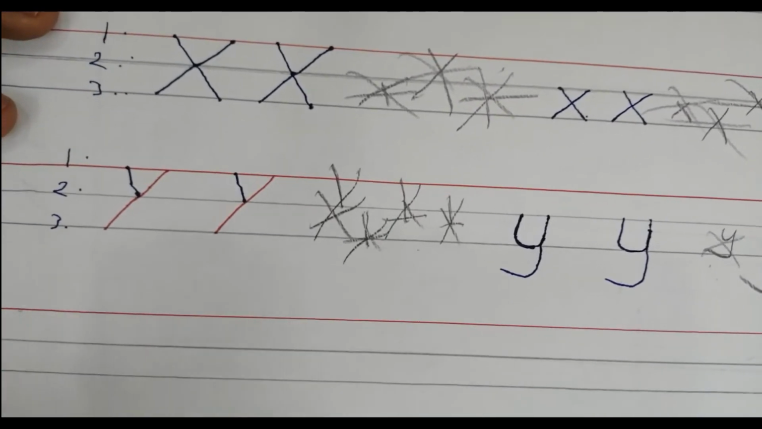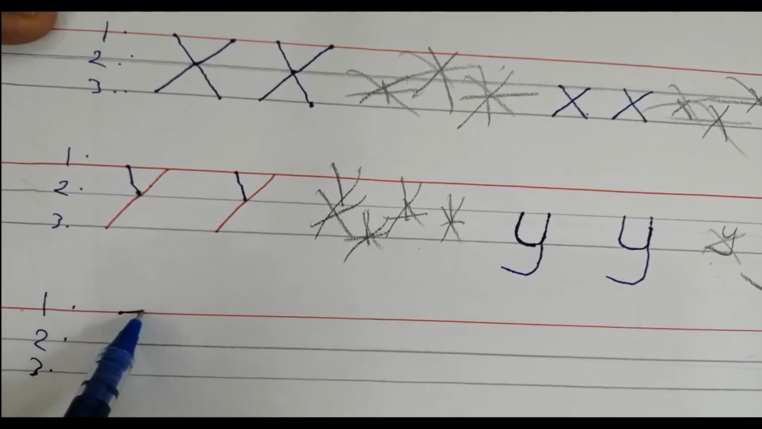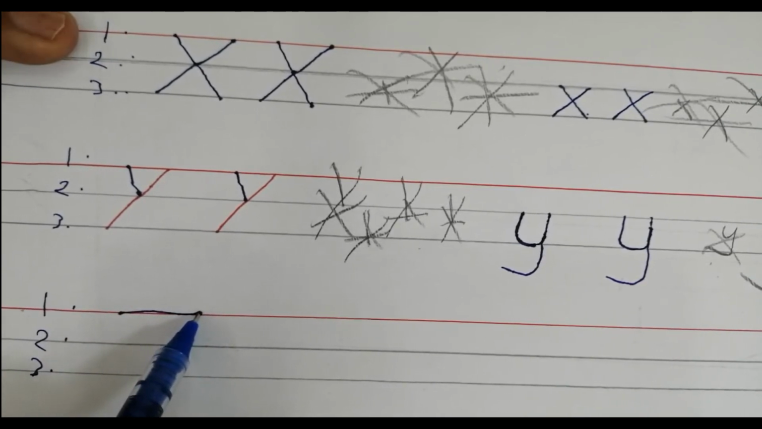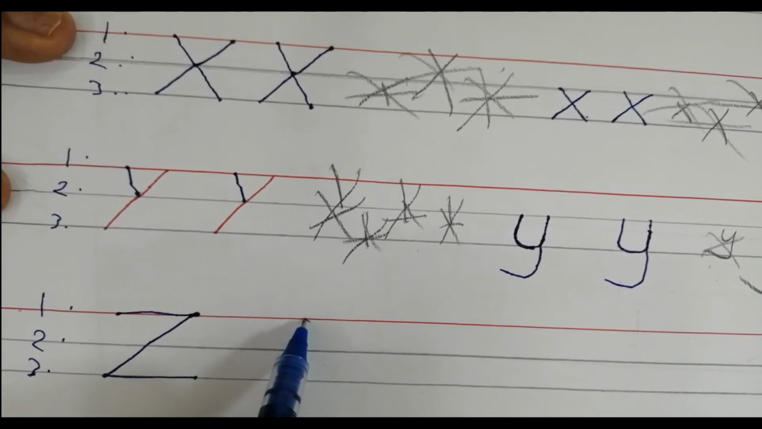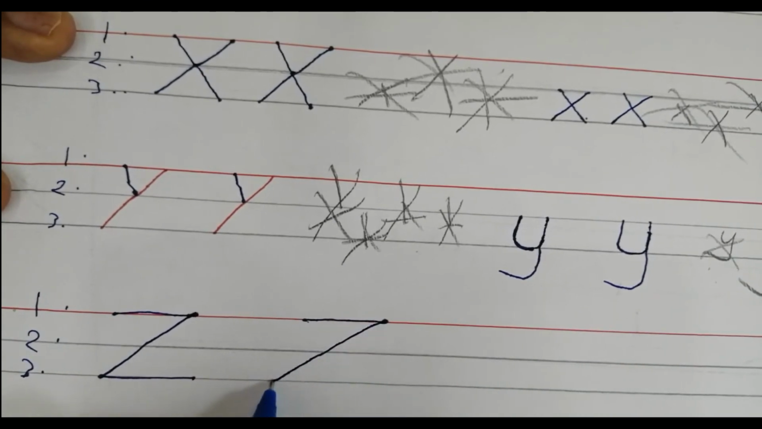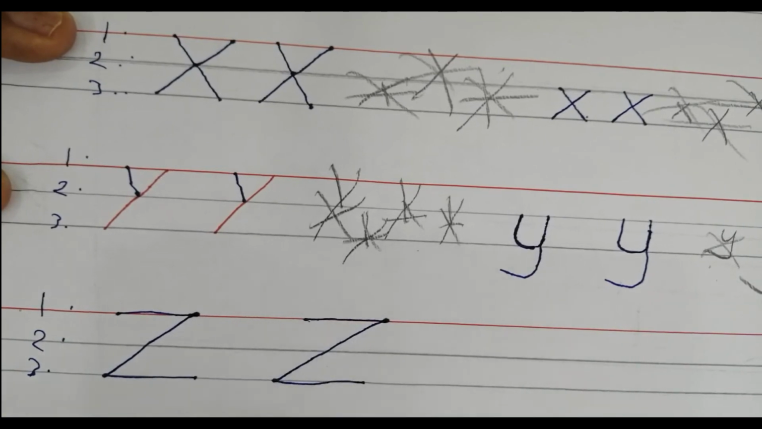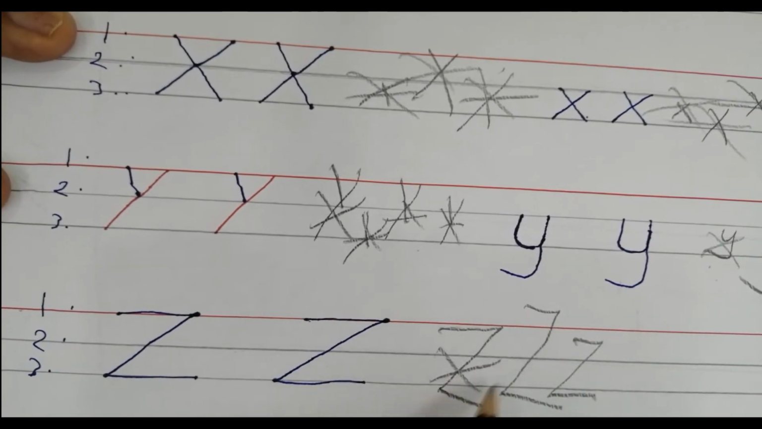Last letter, Z. 1, 2, 3. Z. Sleeping line on line number 1 and falling line to line number 3, sleeping line on line number 3. It's simple. Sleeping line on line number 1, falling to line number 3, sleeping on line number 3. This is capital Z. Capital Z here like that, here not acceptable. All these are not acceptable.